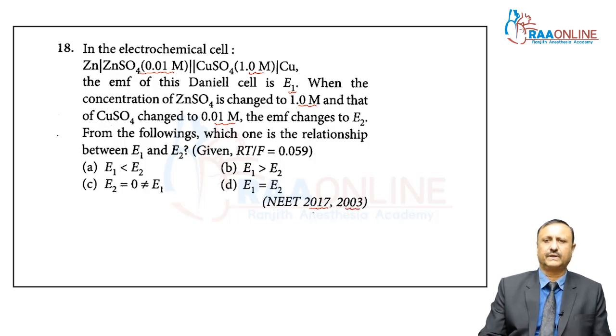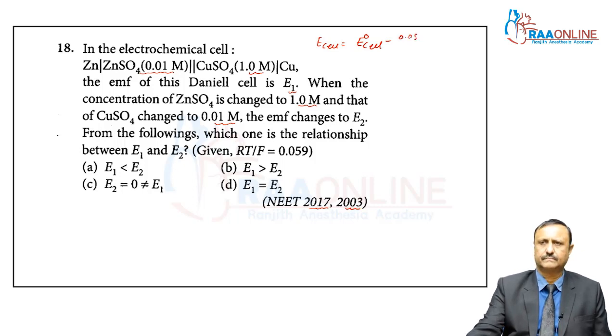It means after 14 years this question is an important question. After 14 years it is repeated. Now we can see how to solve this question, my dear students. Here you can apply the formula: E cell is equal to E naught cell minus 0.059 upon n log Zn2+ upon Cu2+.